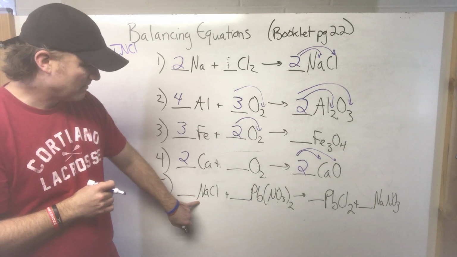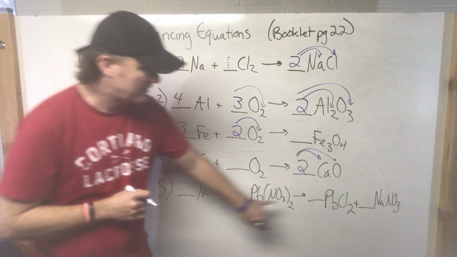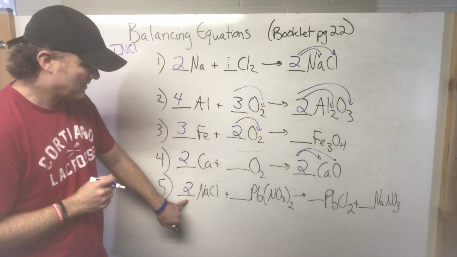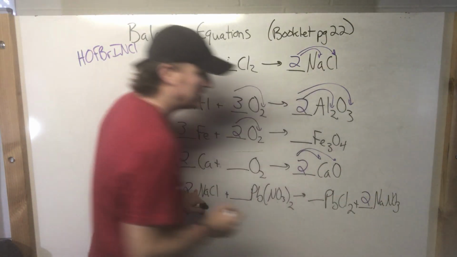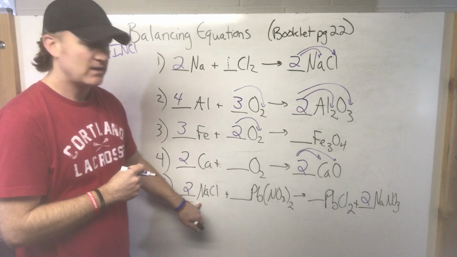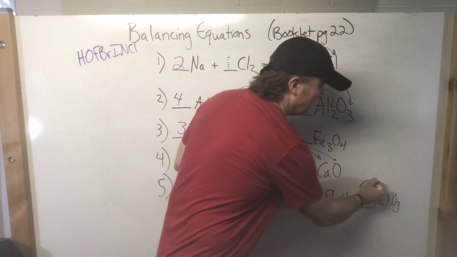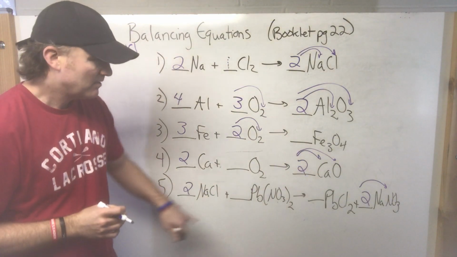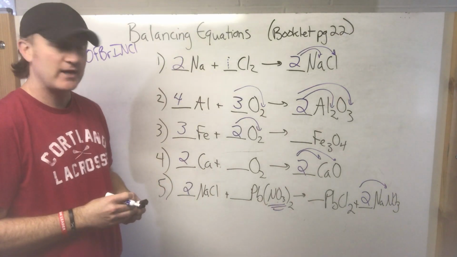If we just start here, my sodiums are balanced, but I can change my chlorines. I have 1 chlorine and 2 chlorines. I can balance that out by putting a 2 in front. But if I change that, I also have to change my sodium, because now I have 2 sodiums, where before I only had 1 sodium. So now if I put a 2 over here, I have 2 sodiums, but that also changes my whole nitrate group. It makes that I have 2 nitrates. But the good thing is I already had 2 nitrates. I had to fix that anyway.